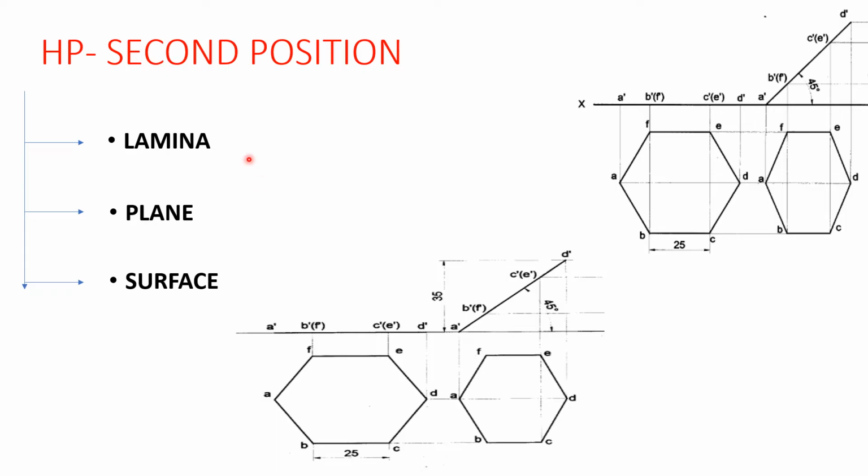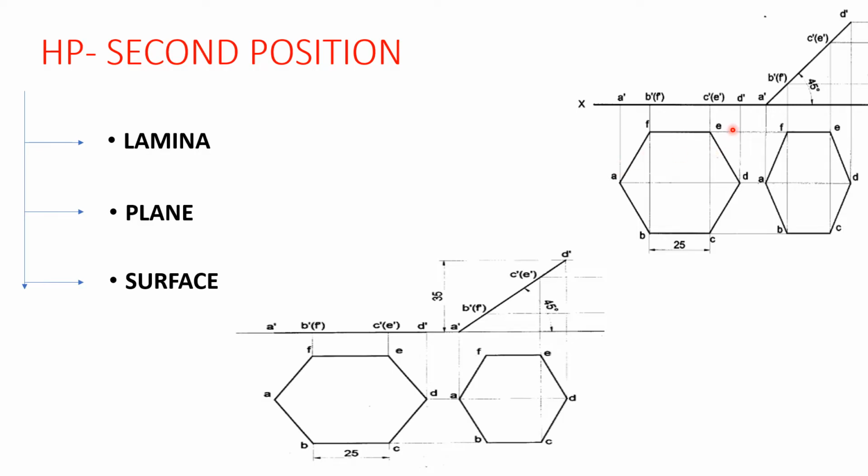And moving on, when it comes to the second position, we have said HP, HP, VP. So the first HP is done. Next HP, there will be one keyword which makes you understand that the inclination is referring to the second position. That is, either they will use a lamina, a plane, or a surface. So there will be two methods by which we can understand.